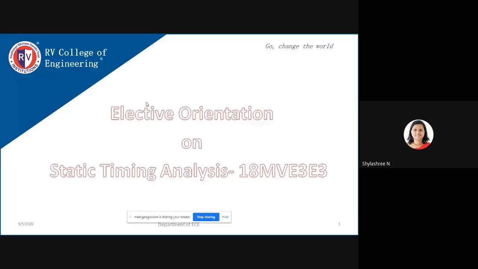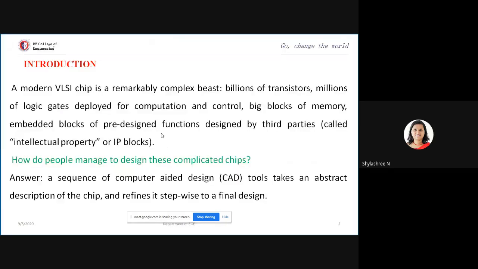This is the orientation slide, okay? But I just want to say about this. The subject is static timing analysis. Could you hear me, right? Yes, ma'am, you're audible. Okay, so the subject name is static timing analysis and your subject code is 18MVE3E3. This is the introduction we already told in the orientation. I just want to share the syllabus.